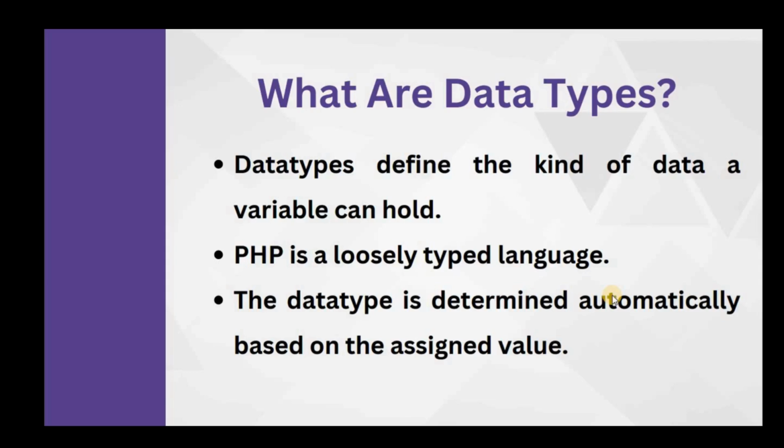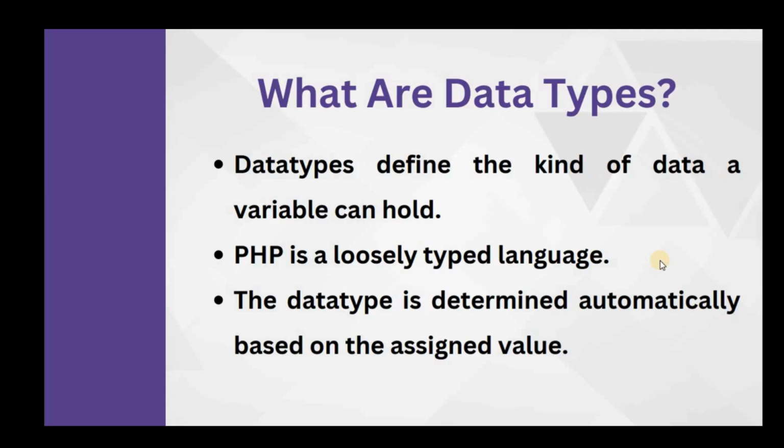Data types in PHP refer to the different kinds of data that a variable can hold. PHP is a loosely typed language, which means you don't need to explicitly declare the data types of variables. It is determined automatically based on the value assigned. Like in other programming languages, first we need to declare the data type of the variable and after that we declare the variable. But in PHP, we do not need to explicitly declare the data types of a variable.